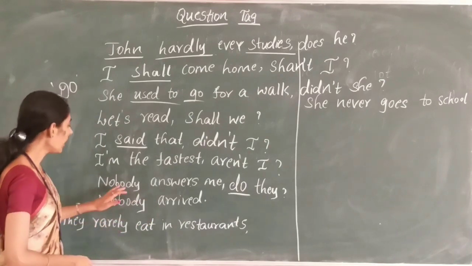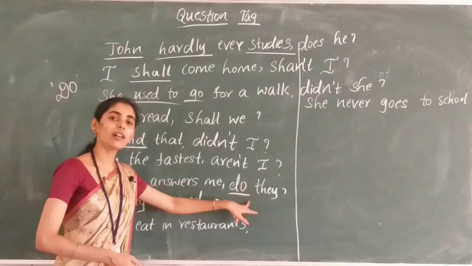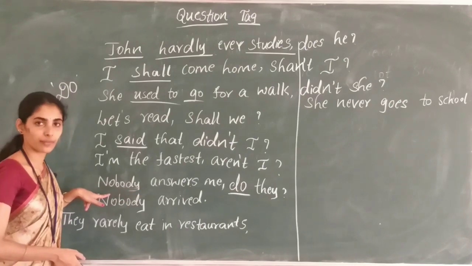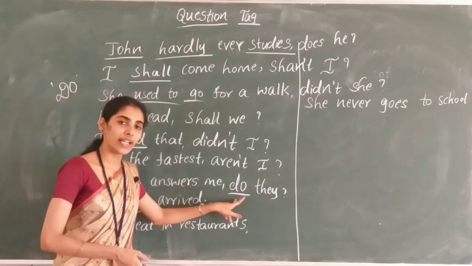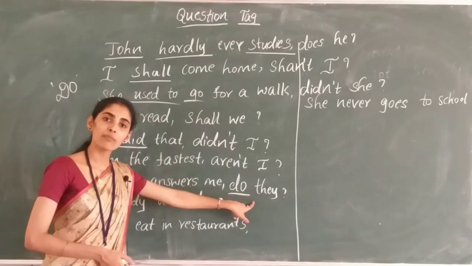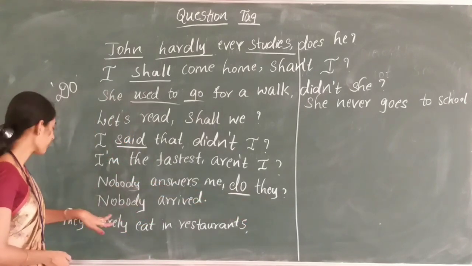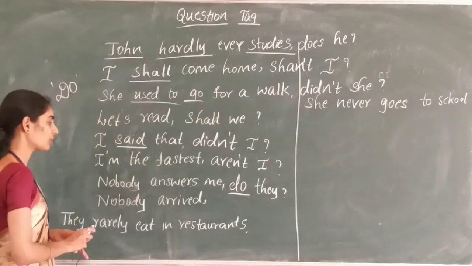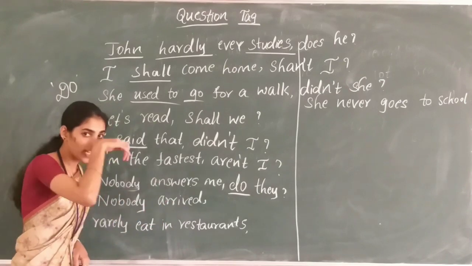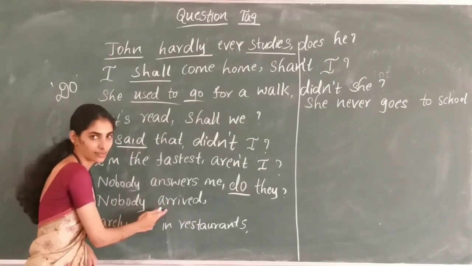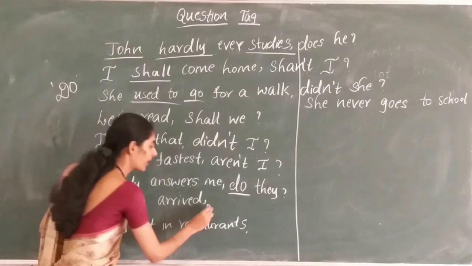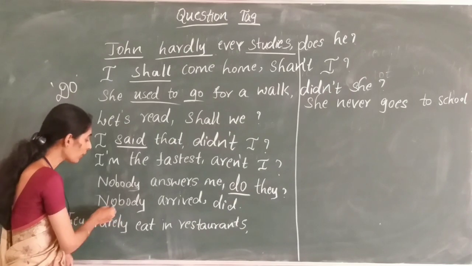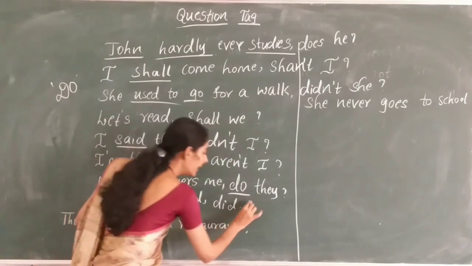And one more thing, why did we write do here? Because nobody is a negative word. So this sentence is negative, and that is why the tag must be positive. The same applies even here. "Nobody arrived." Now, it has to be did. Why? Because this is in the past tense, and that is why it has to take did. Did they. So the pronoun for nobody is they.